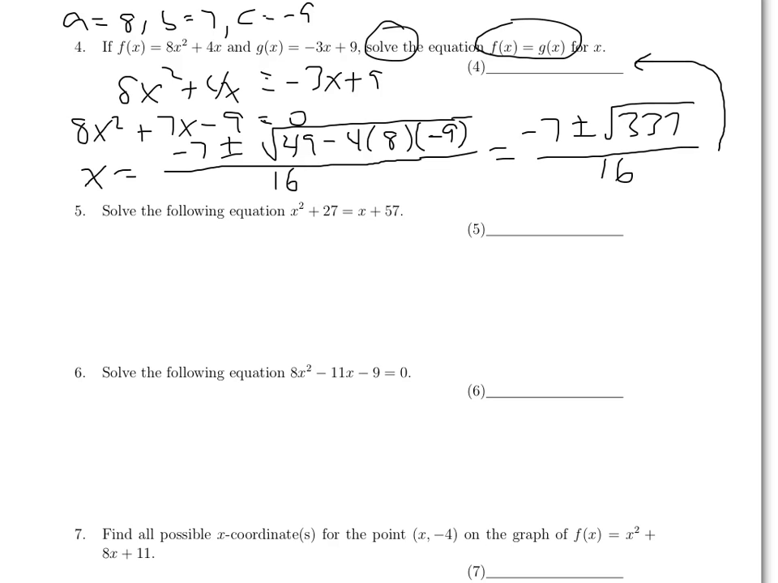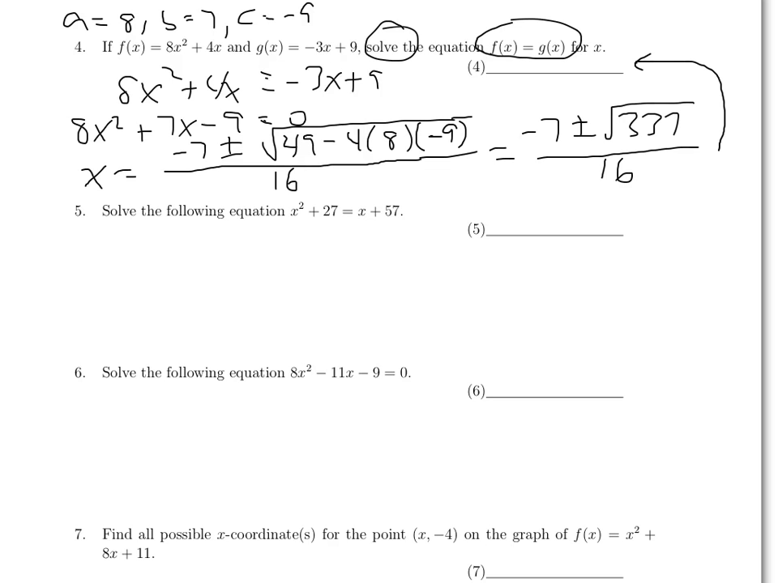So remember, that's two different values of x. They're not nice numbers. You can tell because the square root of 337 is not nice. But there are two different solutions to this. So if we saw a graph of these two curves, one's a parabola, one's a straight line, and there are 2 points of intersection of those two curves.